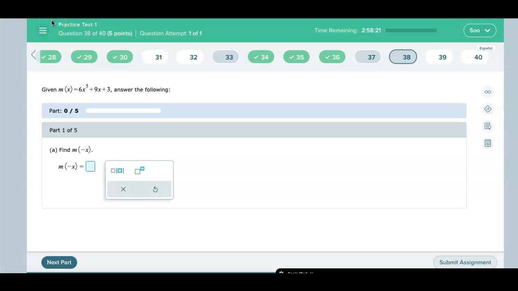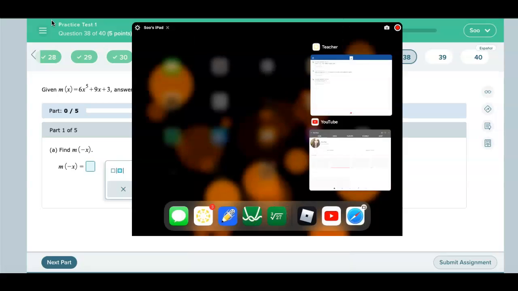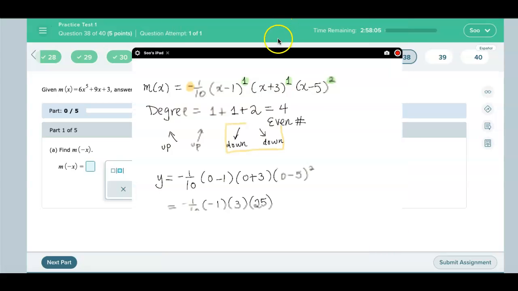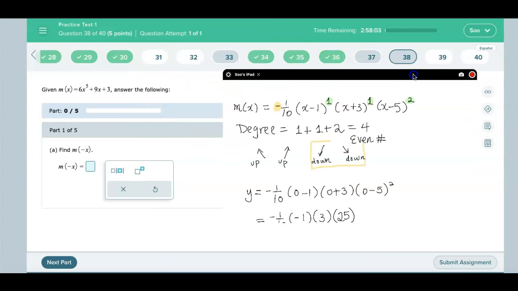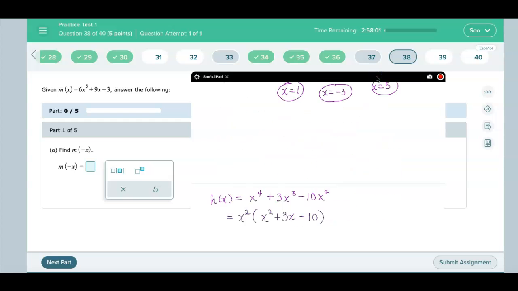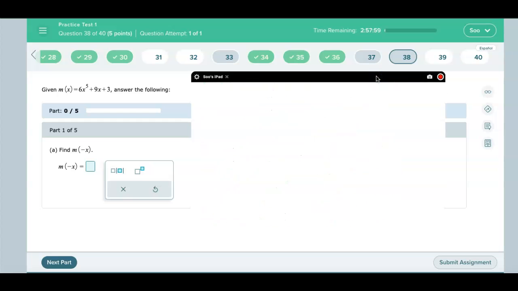In this video, I'm going to go over number 38. Alright, let's see. I need my notepad for this one, because it looks like we are plugging in negative x into the function. So I'm going to have to write this down to get the signs right. Okay, this is from a previous one.